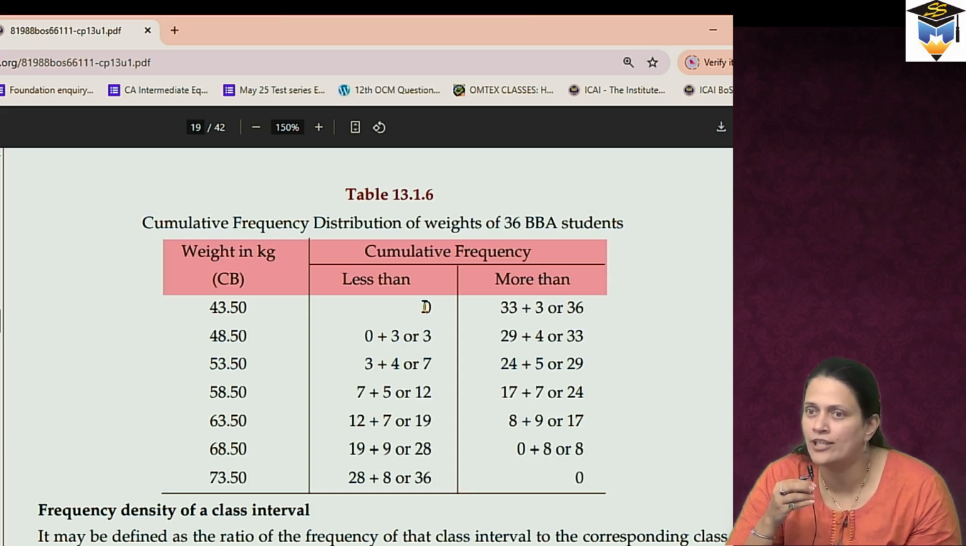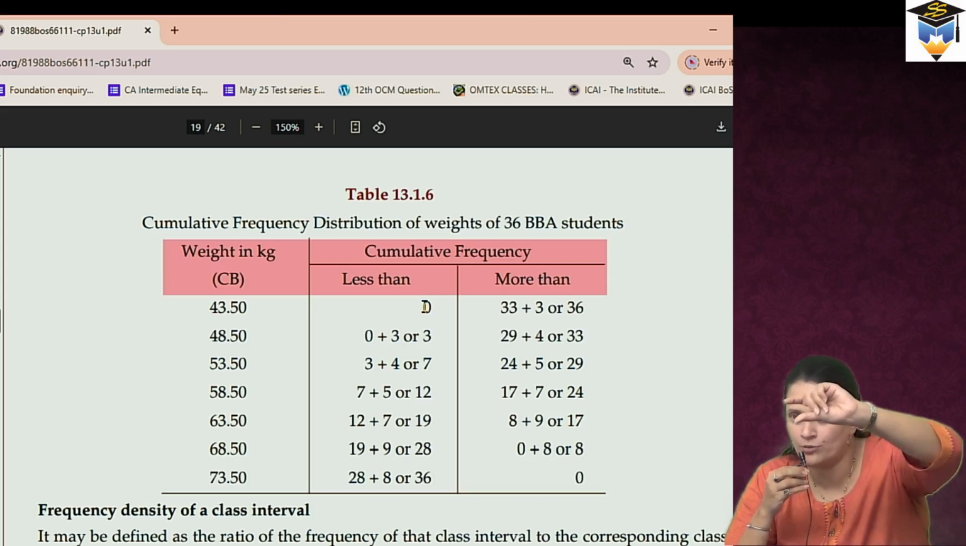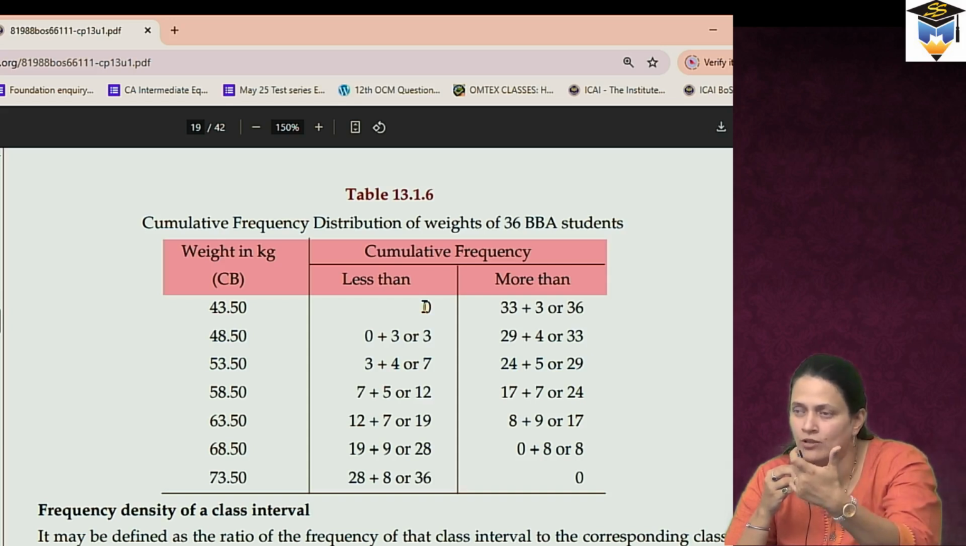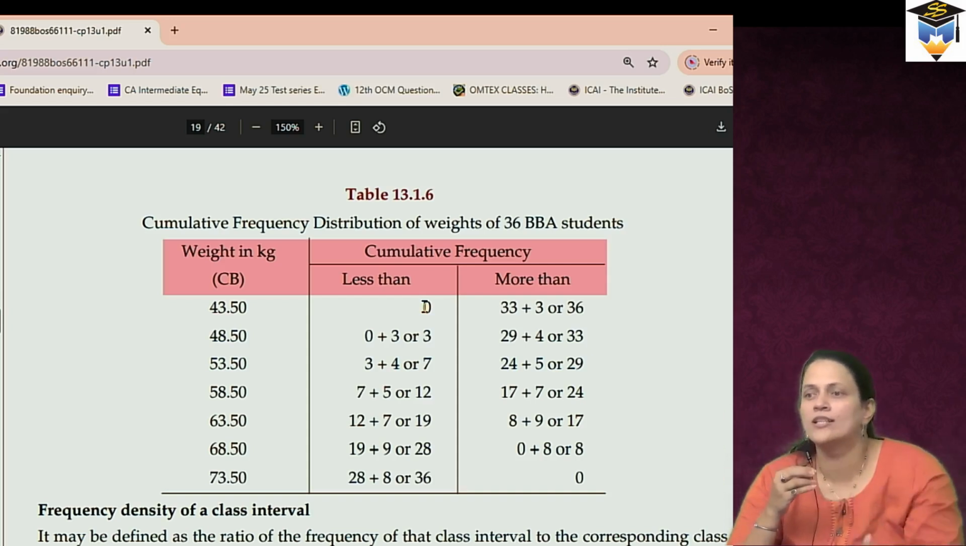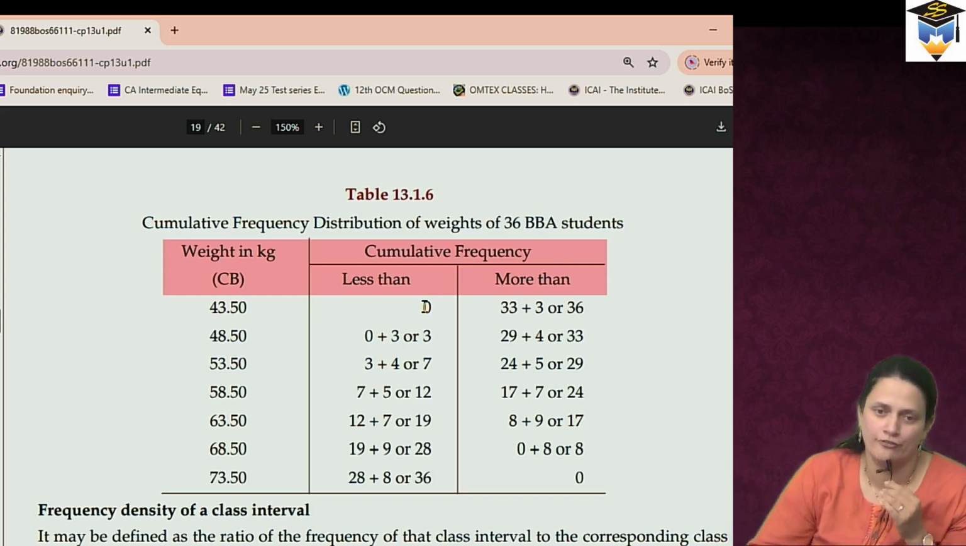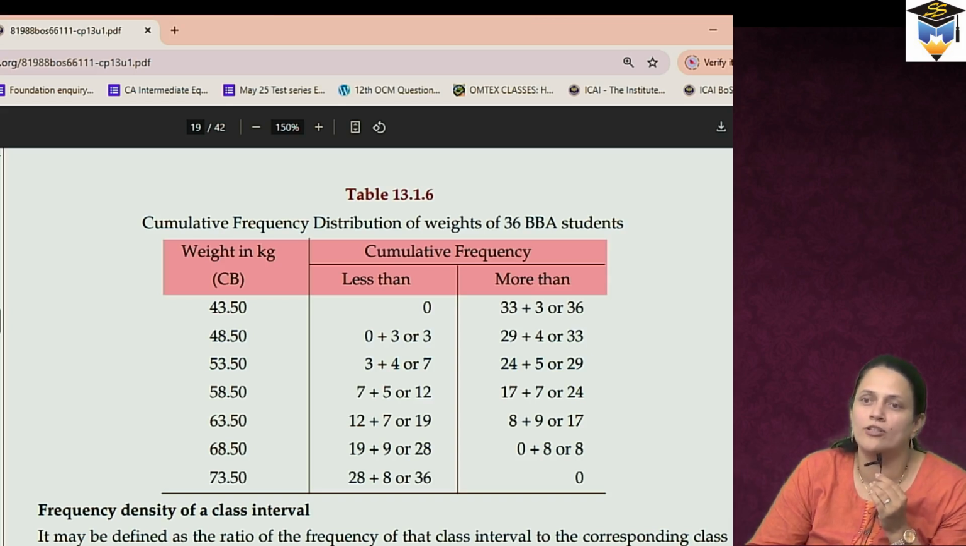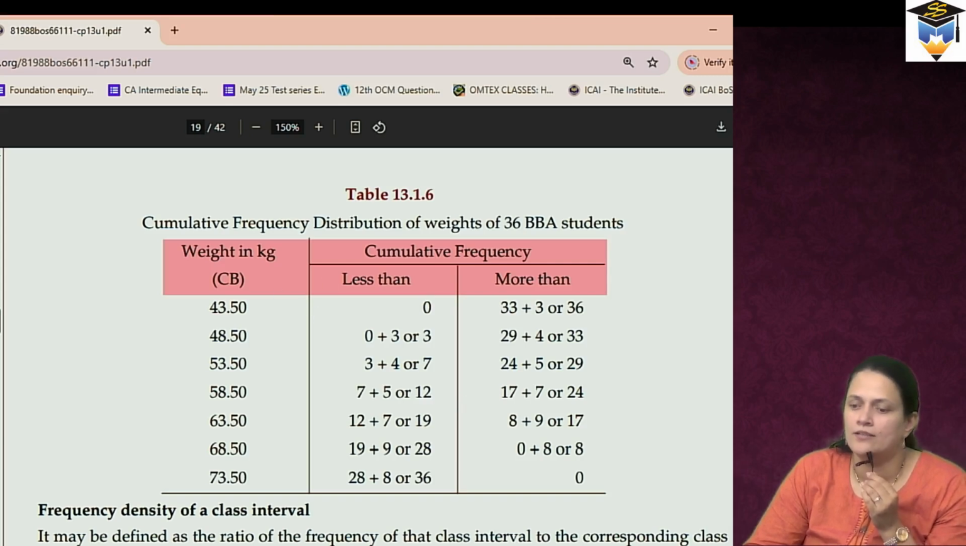Understood how they have calculated cumulative frequency? They have taken the original value, added that value to the next value. That becomes the initial value now. Again add that to the next value. In this way you will calculate the cumulative frequency. Understood this part? Everyone? Yes or no? Atharva? 9.